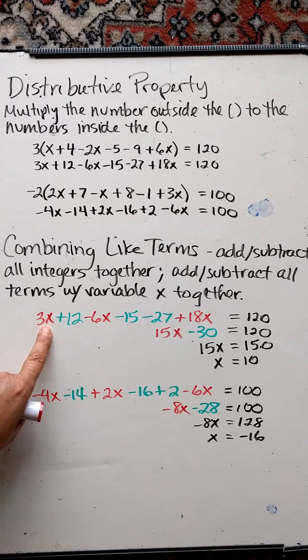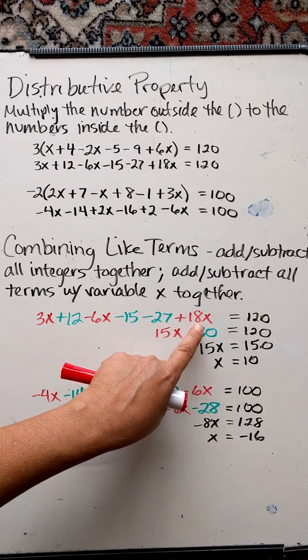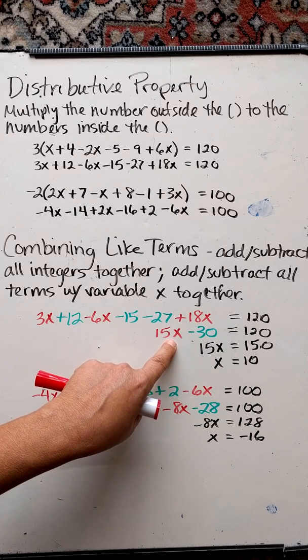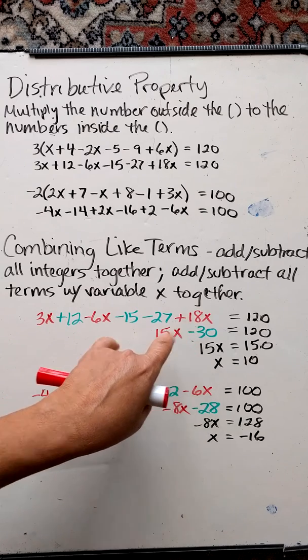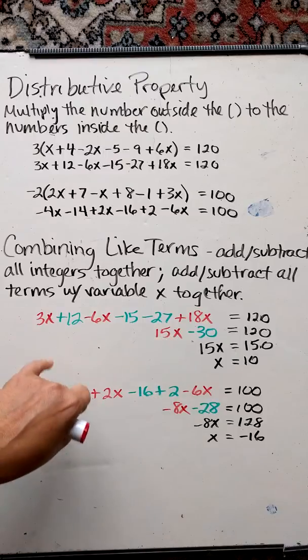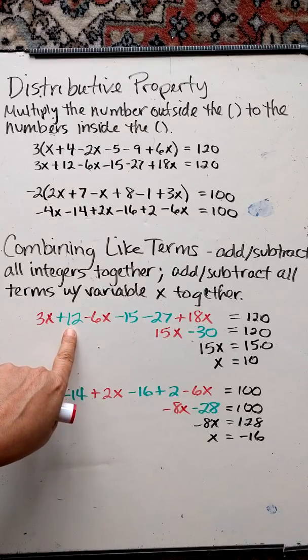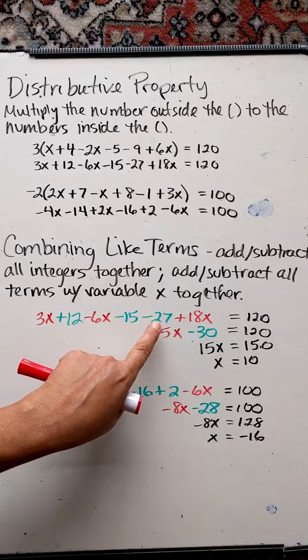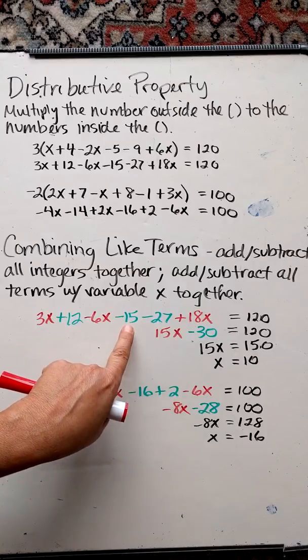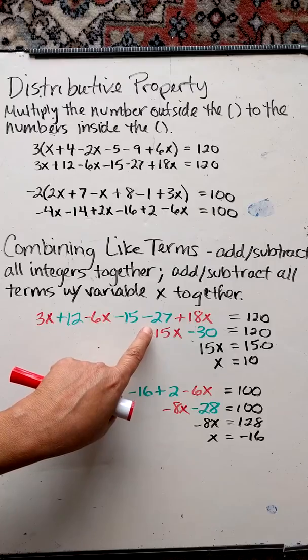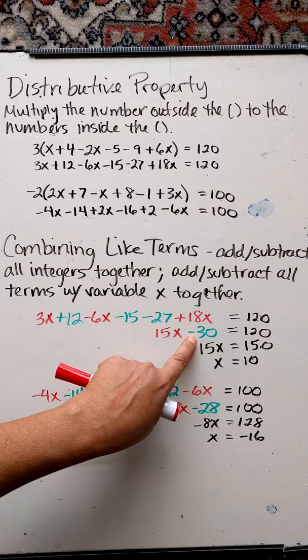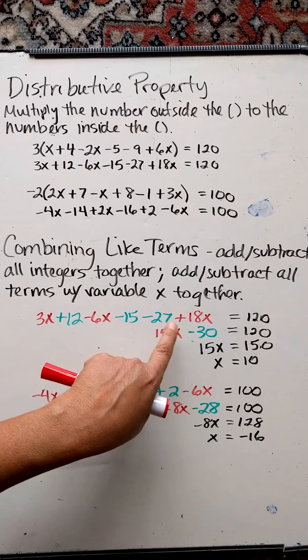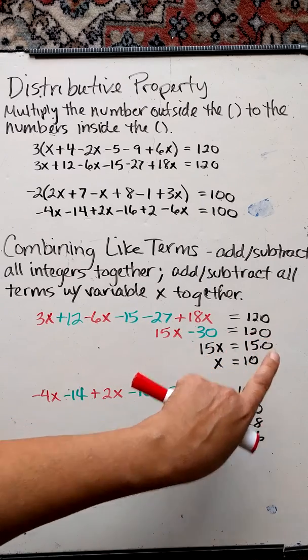So 3x minus 6x plus 18x is going to turn into 15x. And I know that that's 3x plus 18x is 21x minus 6x is 15x. And then I'm going to combine 12 minus 15 minus 27. So -15 minus 27 is going to be -42. -42 plus 12 is going to be -30. So 15x minus 30 is what I have down here, equals 120.